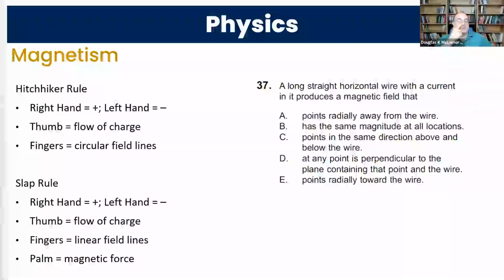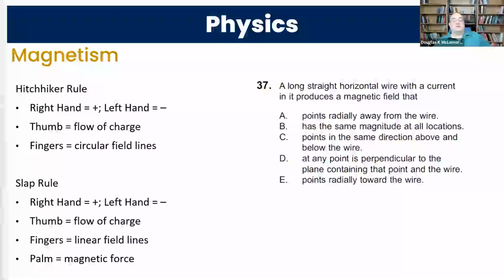The slap rule is what you use when you're being asked what the force is. And I do it this way. I know some folks will actually try to do this, and I don't know about you, but it's hard for me to keep my hand in this orientation. Plus, I tend to let my fingers warp when I do this. But if I make an L shape with my hand and then keep it flat, everybody can do that without a problem. So your fingers are still the field lines, but now they're linear. Your thumb is still the flow of charge, and the palm is the force. The palm is going to show you the direction of the force.